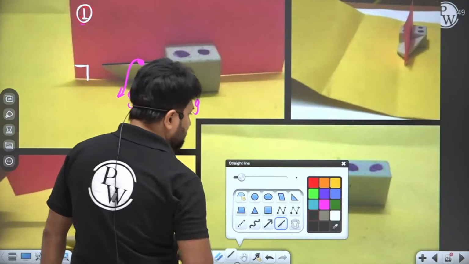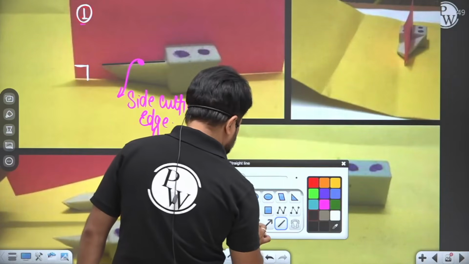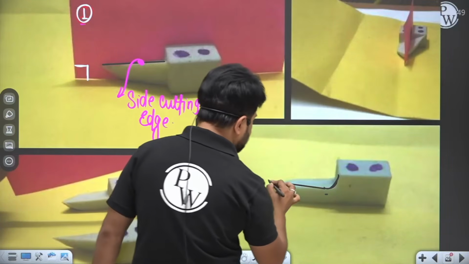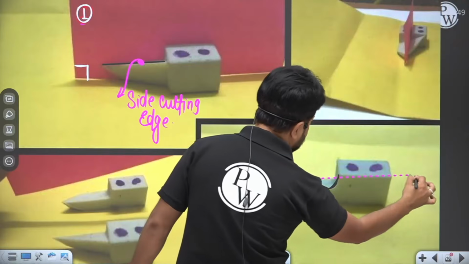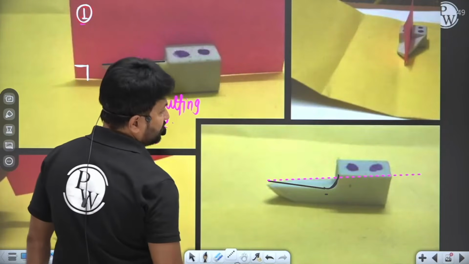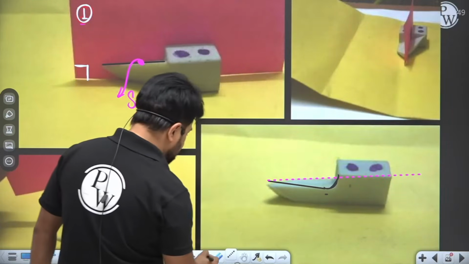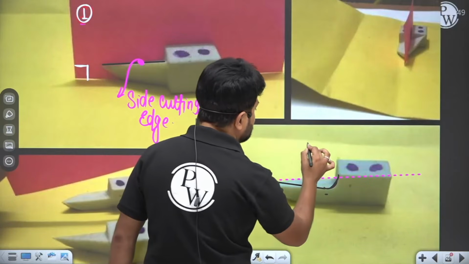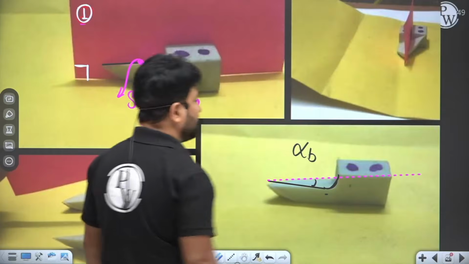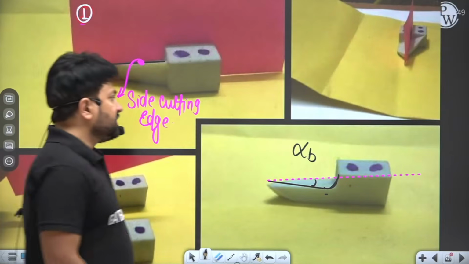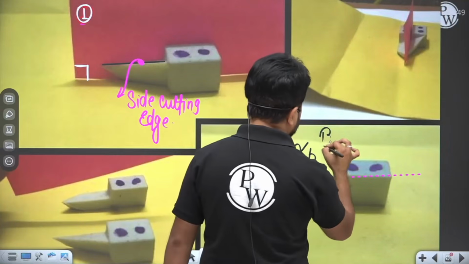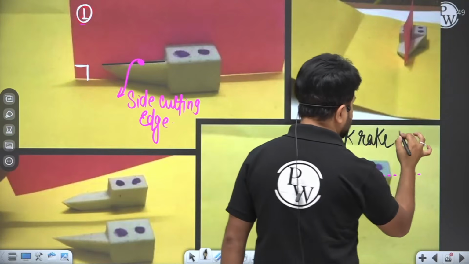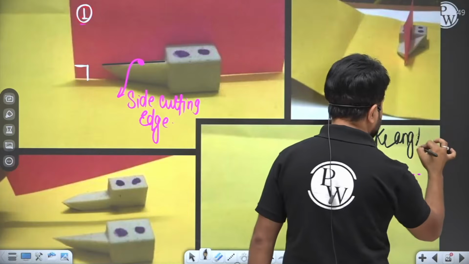the inclination of the rake face, right? Now see the inclination of the rake face. From this line, the inclination of the rake face is known as what? Back rake angle, alpha B. Right, that is the back rake angle.